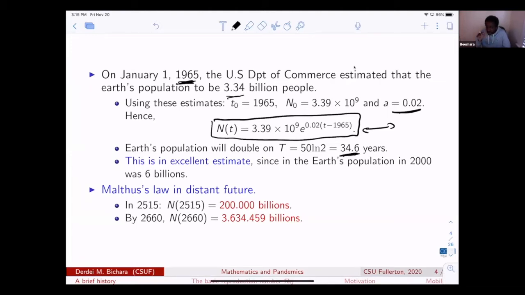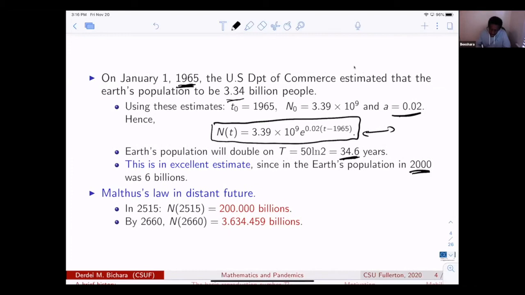So this model projects that the Earth's population will double in 34.6 years. But this happens to be an excellent prediction, because in 2000, if you add 34 plus 65, you will get almost 2000. So in the year 2000, the Earth's population was exactly 6 billion.